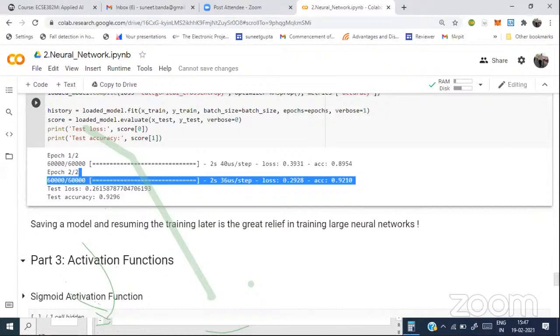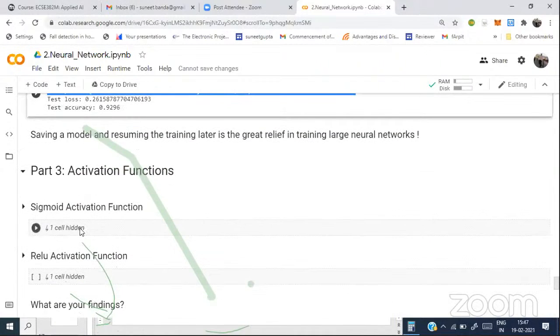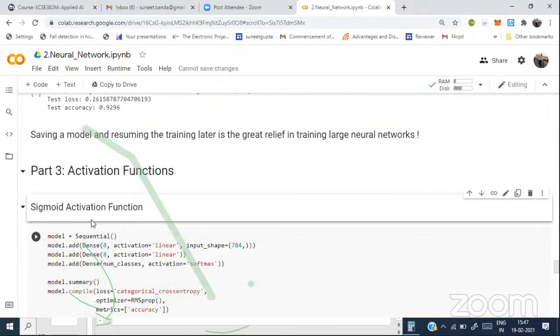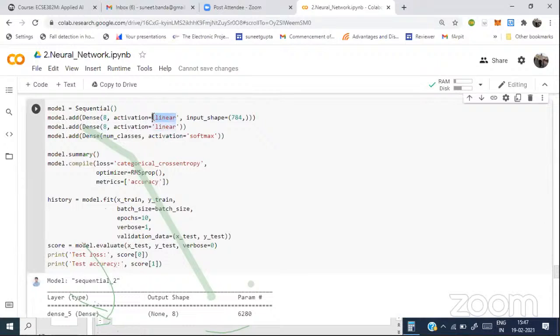So that's why it is 92%. Again we come to the next part, so part 3. So here you can see, okay, complete code is there, but here we have used linear activation function. So I just changed the linear activation function.